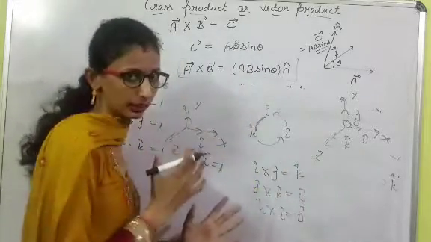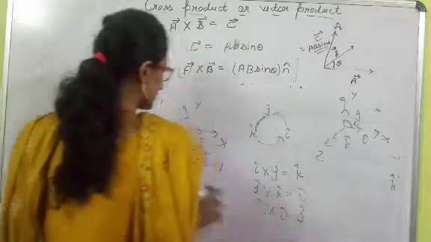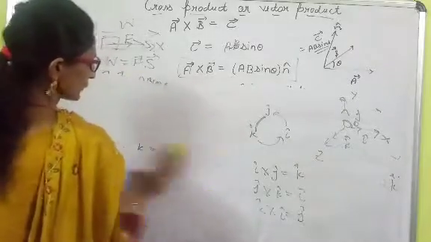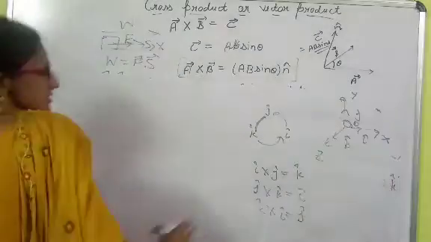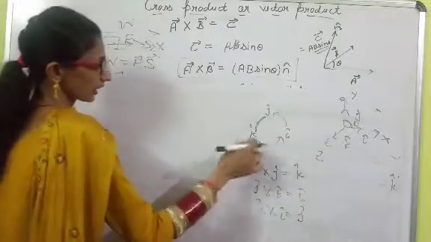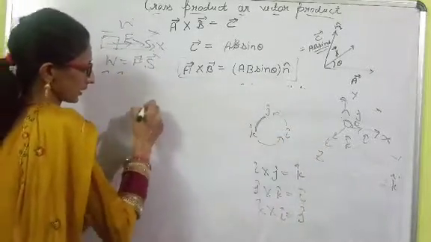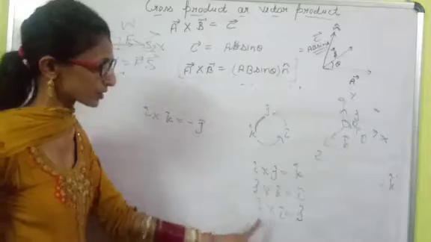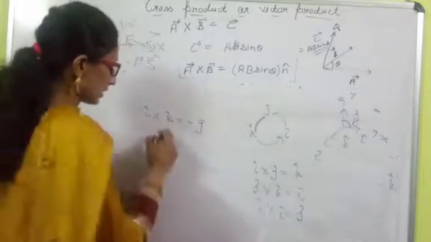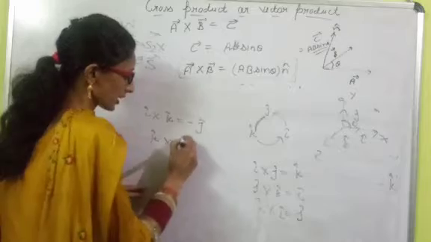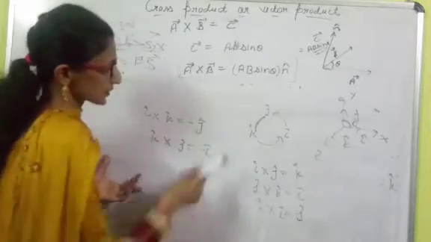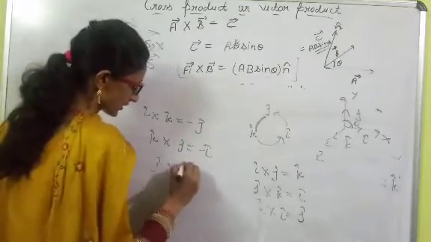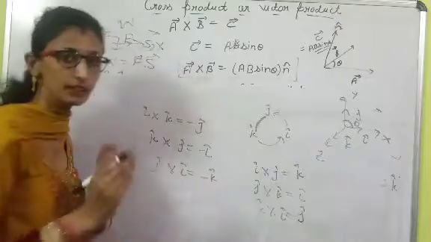But if we take the cross product in the clockwise direction, that means I cross K, we get minus J cap. And further, K cross J is equal to minus I cap. We take K cross J as the clockwise direction, clear? So we take the negative sign. J cross I is equal to minus K, clear?